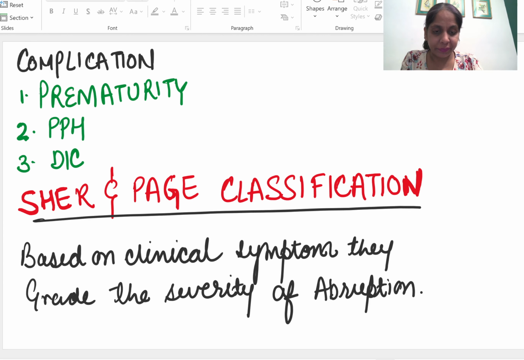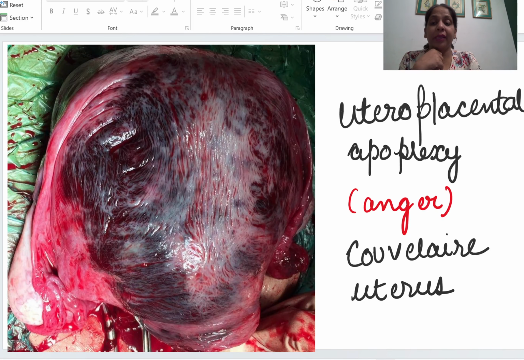Okay, now let's go to an image. This is the image of an abruptio placentae uterus, and this uterus is also known as Couvelaire uterus. It is maroon colored and it is full. Here the myometrium is completely filled with blood.